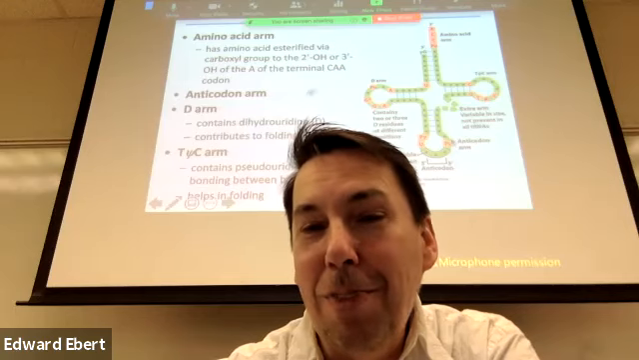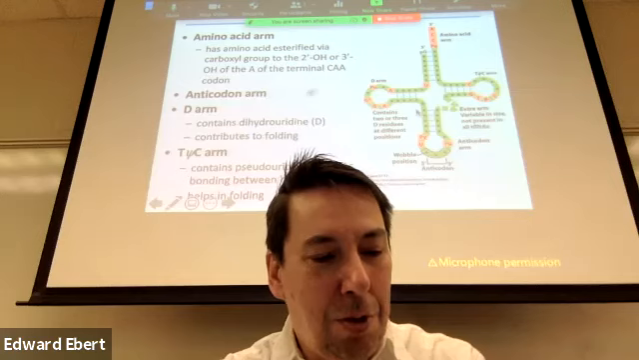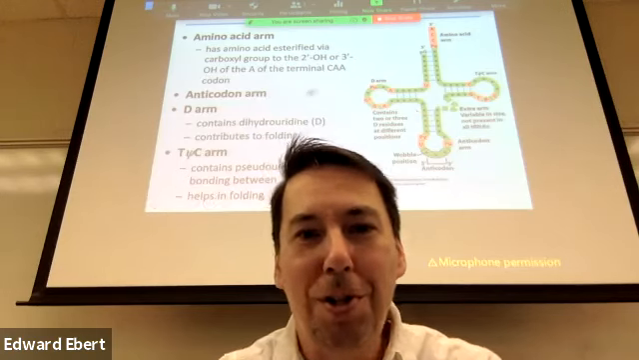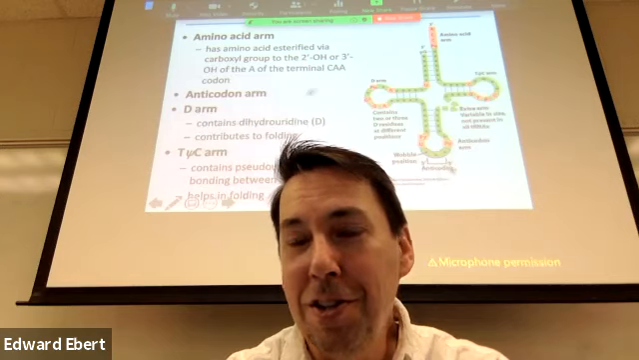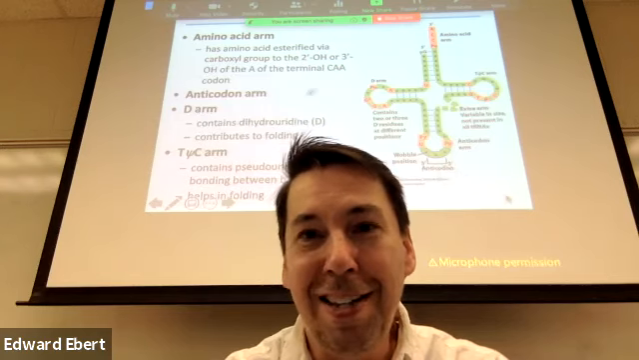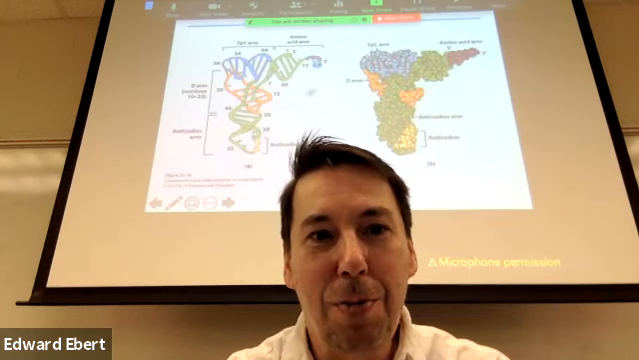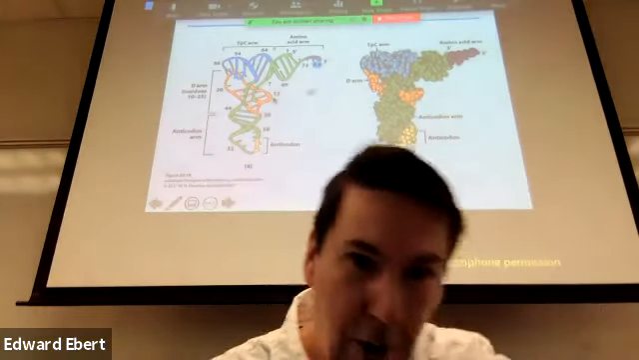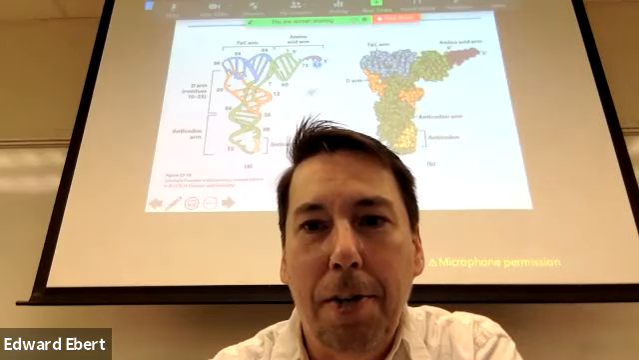Not very much. This folding really helps make sure that our binding is very, very specific, but we can pretty much cut out all the middle in here as long as we have our amino acid arm and our anticodon section here. We can get a functional tRNA, right? If we look at our three-dimensional structure here, once we take that cruciform and fold it over, we get our twisted L, all right? Okay.